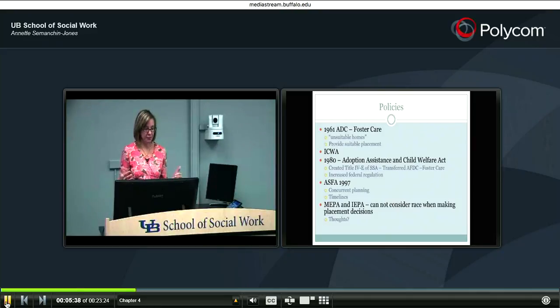Another significant piece that relates to foster care is MEPA and IEPA, the Multi-Ethnic Placement Act. And we talked about that just a couple modules ago. So again, I'm not going to go into that, but this is where policy stated that you cannot consider race when making placement decisions. So that impacts how you can place children, and if you can try to promote placing children with families of the same race.